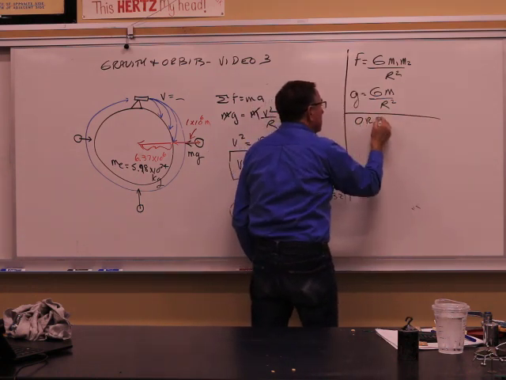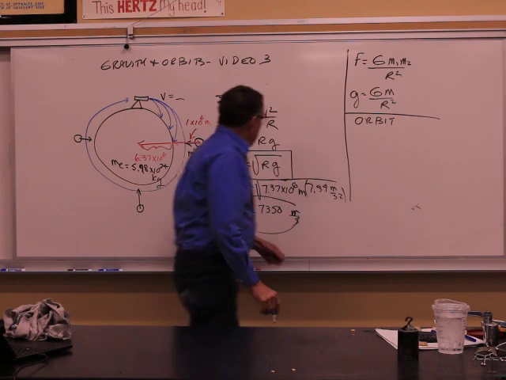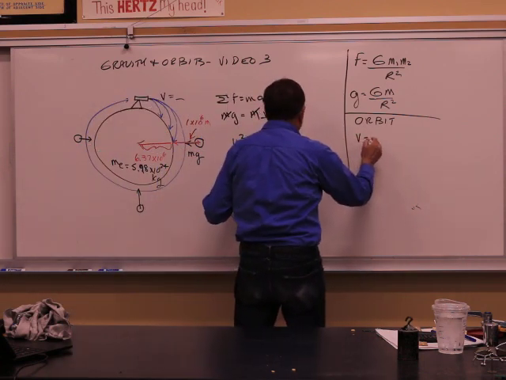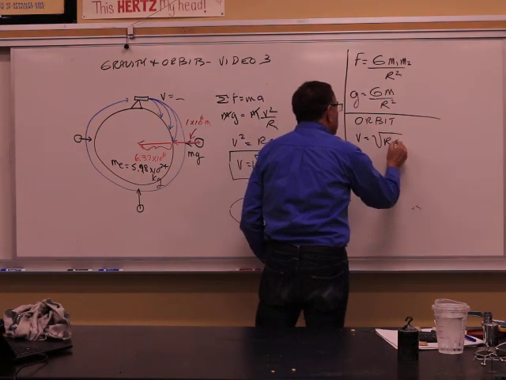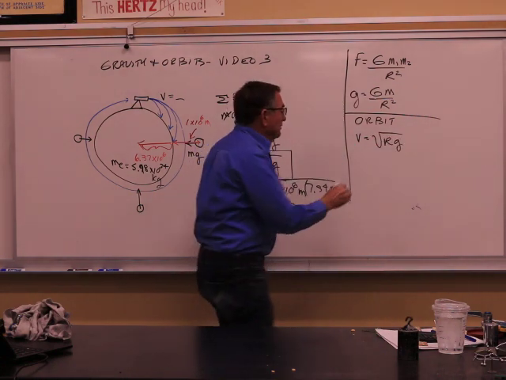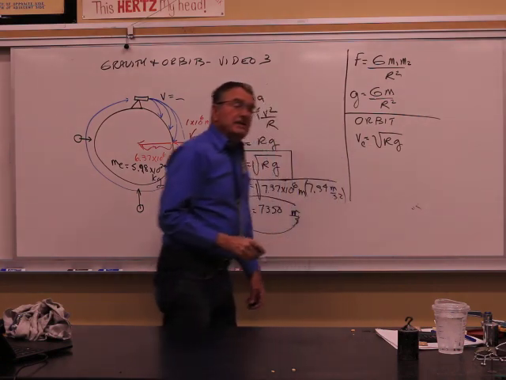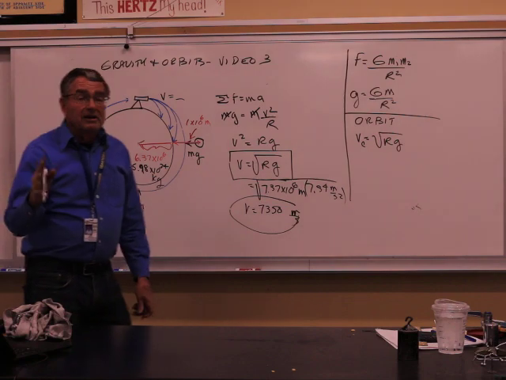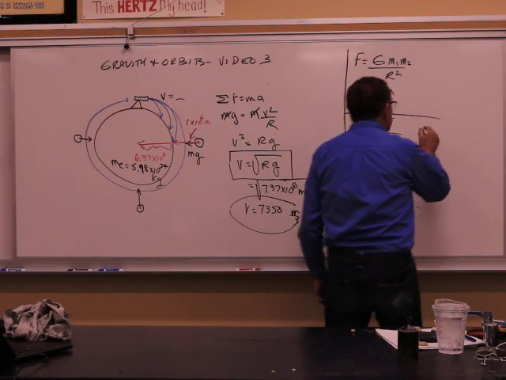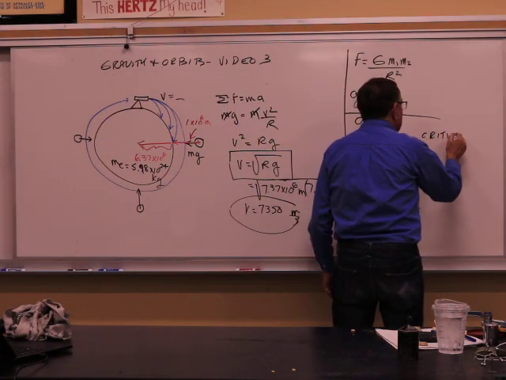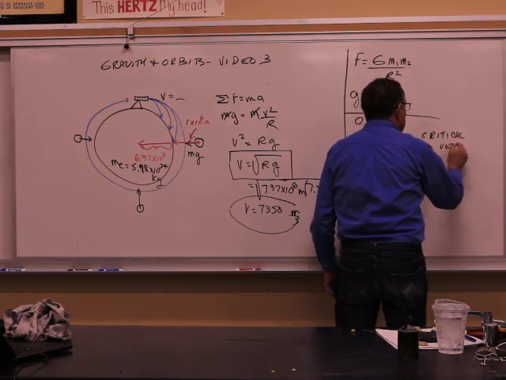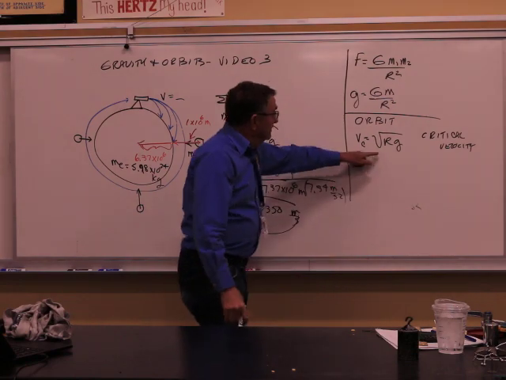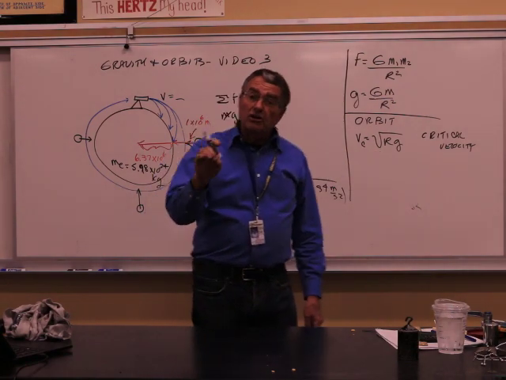Orbits. We have an orbit. There's a velocity. The velocity for a circular orbit is the square root of r g. I'm going to put down a little c here. That little c you might think of is for a circle. That's okay. It actually stands for the critical velocity. That's the velocity you have exactly to be in a circular orbit.